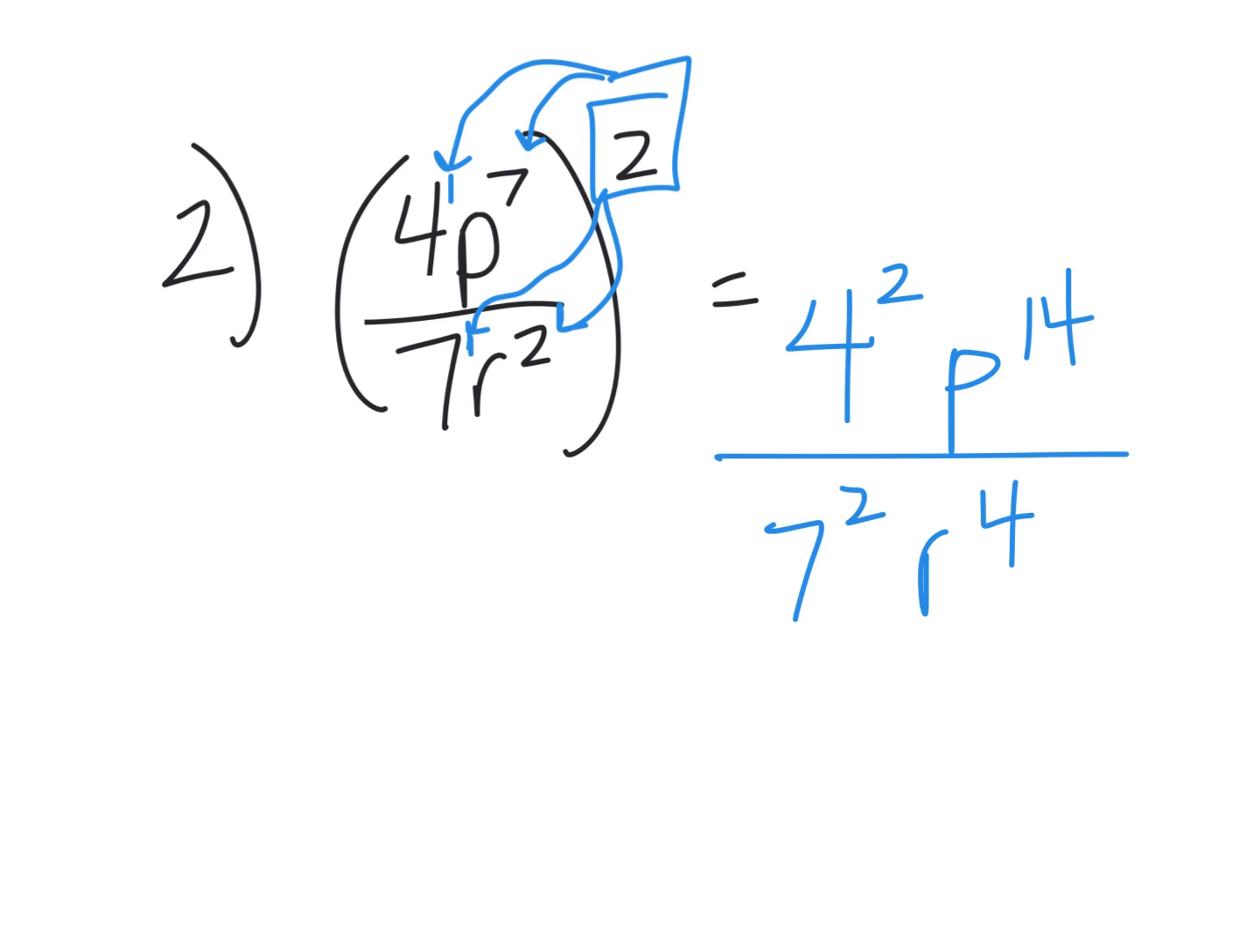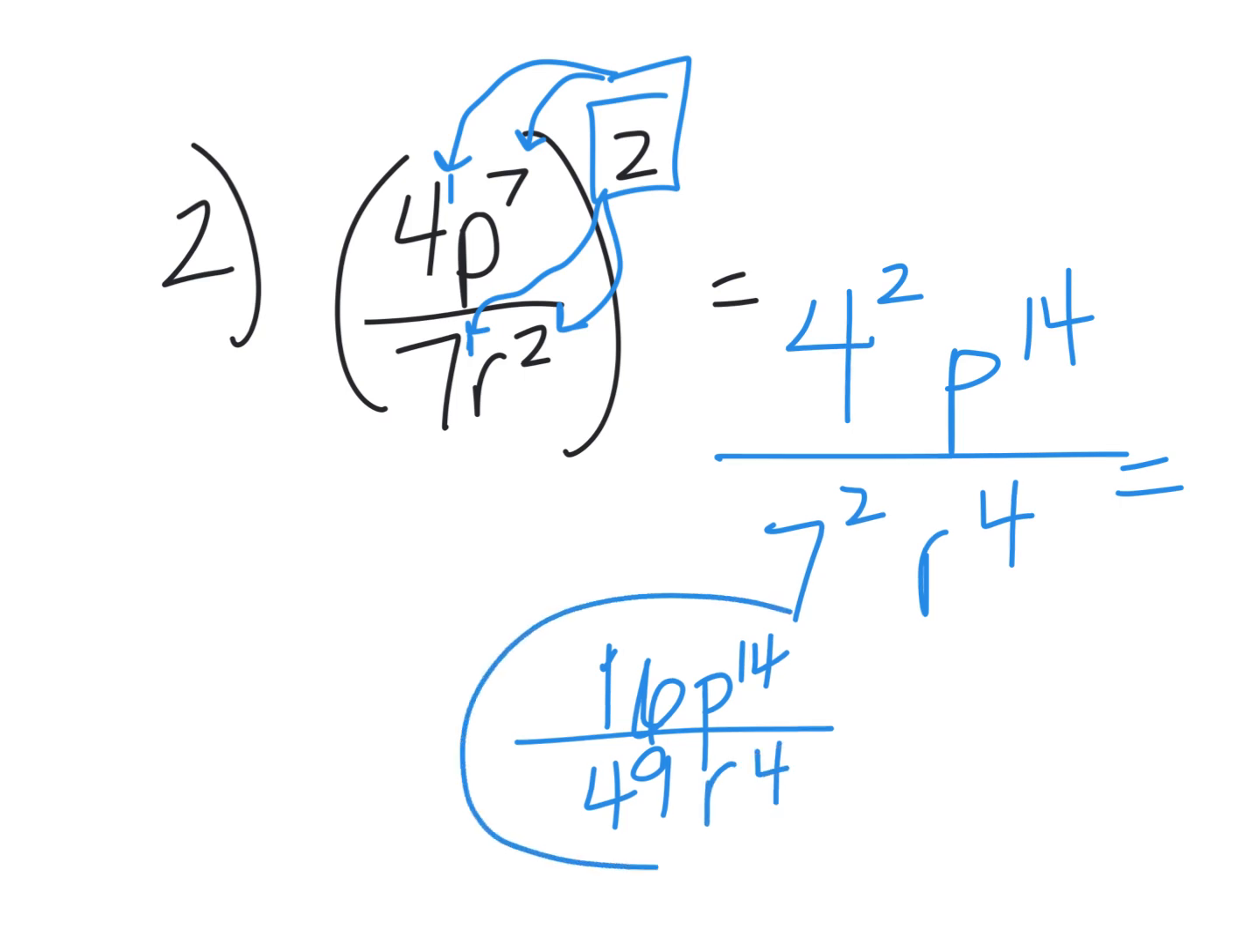And then I know that 4 squared is 16, so it'd be 16p to the 14th. 7 squared is 49, so it'd be 49r to the 4th. Nothing else can be simplified. So that would be our answer.